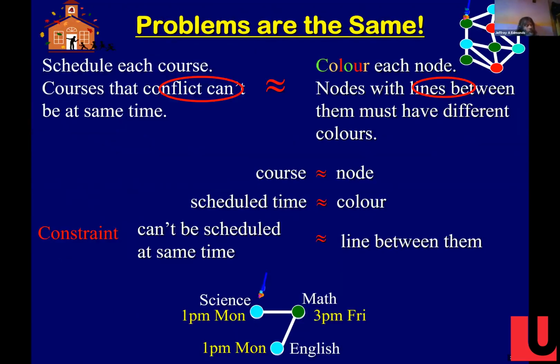Does that make sense? Yes. It does. Are there different ways to map these problems? And how do you know if you have the best possible mapping?